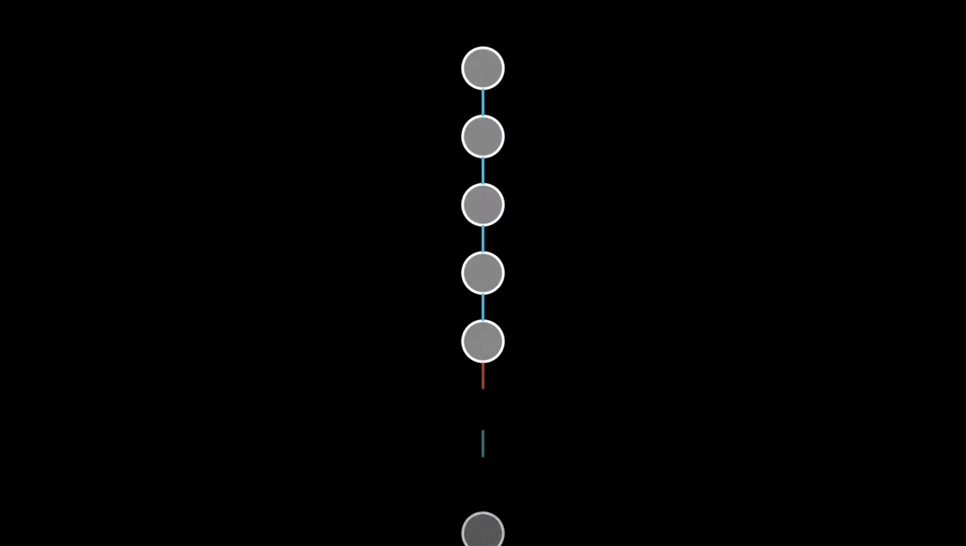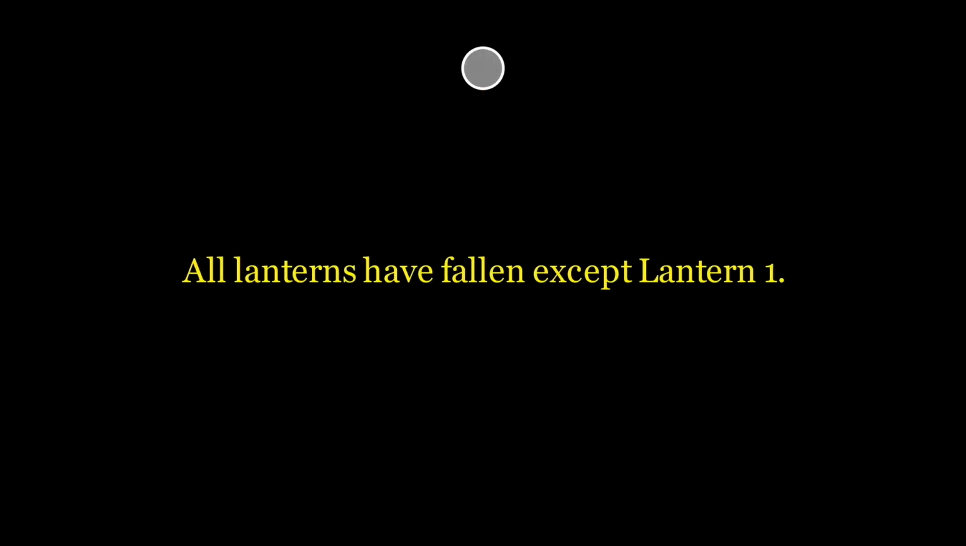For the first cut, 2 lanterns fall. For the second cut, 2 lanterns fall again. For the third cut, only 1 lantern falls. And for the last cut, the remaining lantern falls. Now all lanterns have fallen except Lantern 1. And we needed 4 cuts.